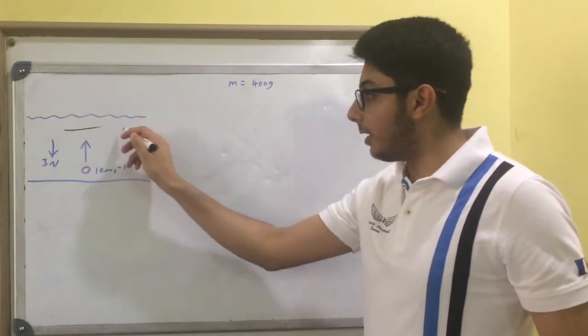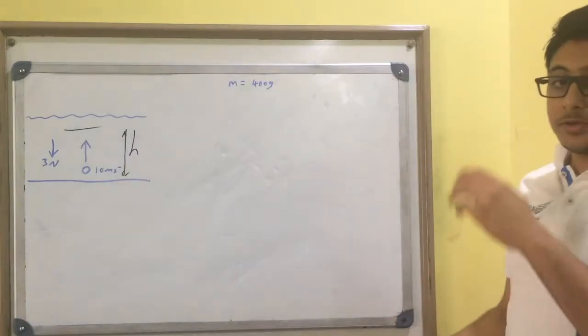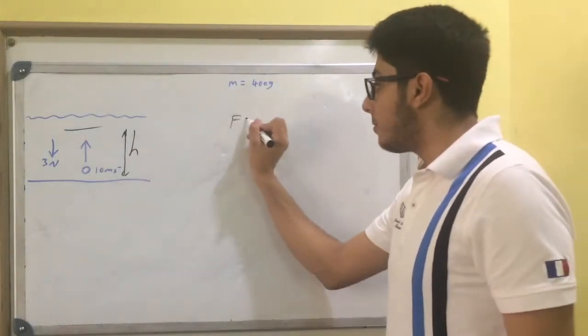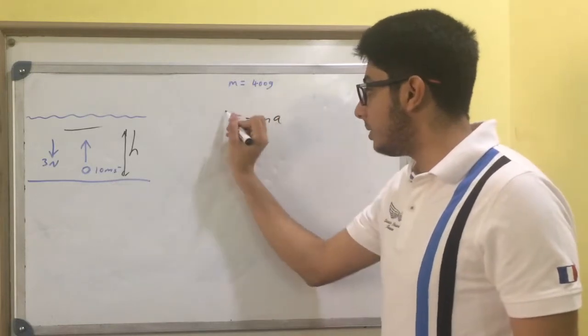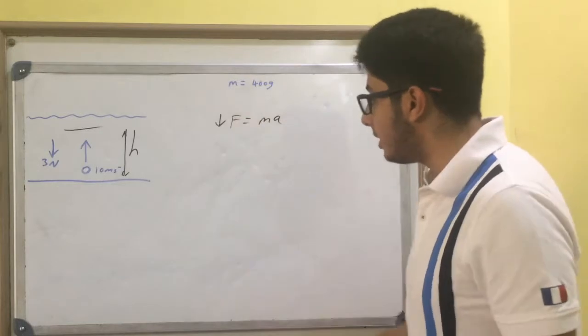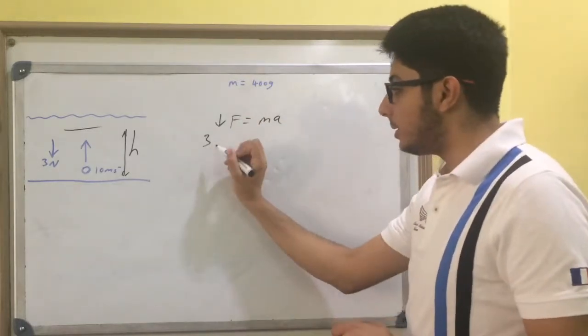So we're going to find that height. Okay, so first let's find the stone's acceleration. Force is mass times acceleration. Let's take the forces downward. So, the force is down, it's 3 newtons.